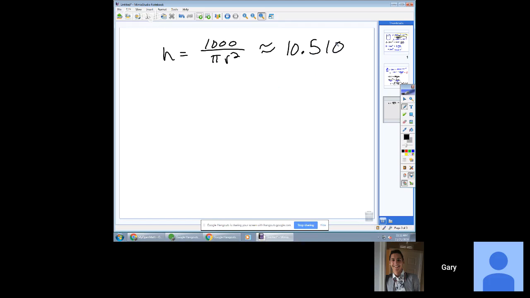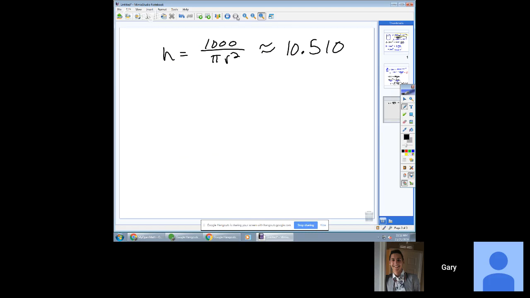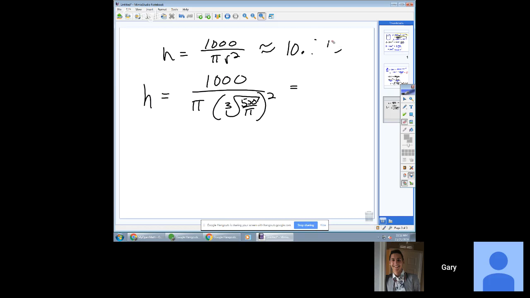Huh, interesting. That looks close to twice the radius, isn't it? Kind of curious. Let's double check that. If we plug in the exact value here, we're going to get the cube root of 500 over pi, and then we have to square it. Actually, I put in a 3 instead of a 5. 10.838, 839. That looks closer to double. Yeah. 839? It's 8385.